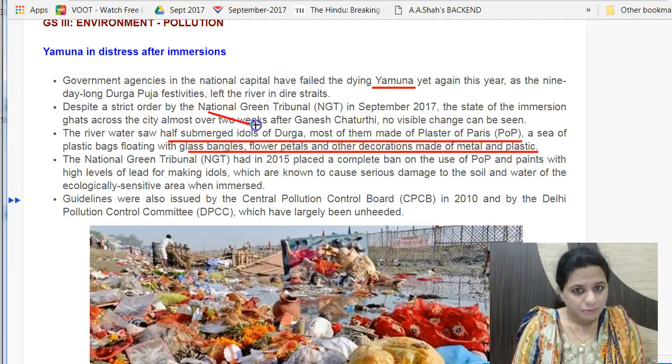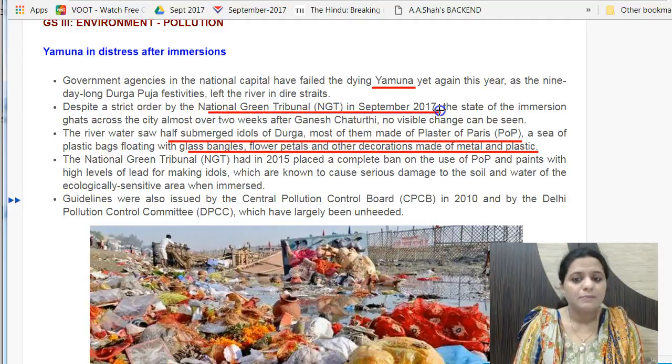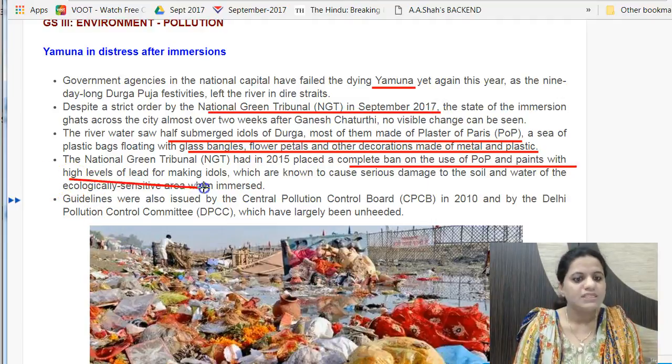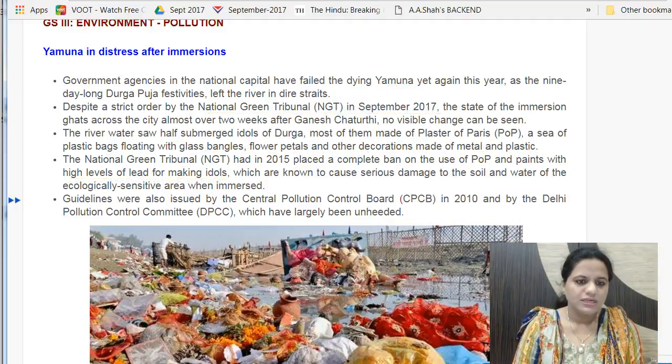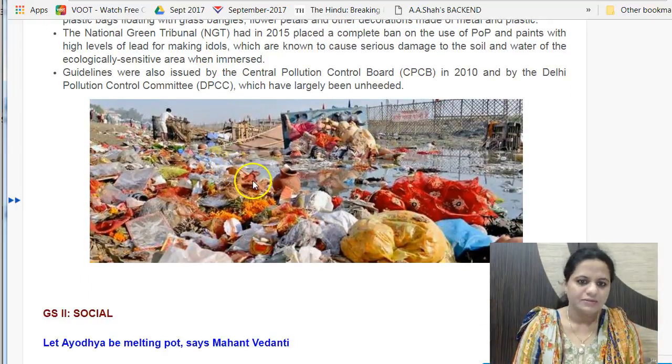The National Green Tribunal had already given strict orders on these submersions, a complete ban on POP and paints with high levels of lead for making idols, but this is not followed. This was a 2015 NGT order. So this ecologically sensitive area of rivers has to be safeguarded, but this is not being followed. Even the Central Pollution Control Board and Delhi Pollution Control Board have given guidelines, but they are not followed. So this is the status of rivers in the country being highlighted.